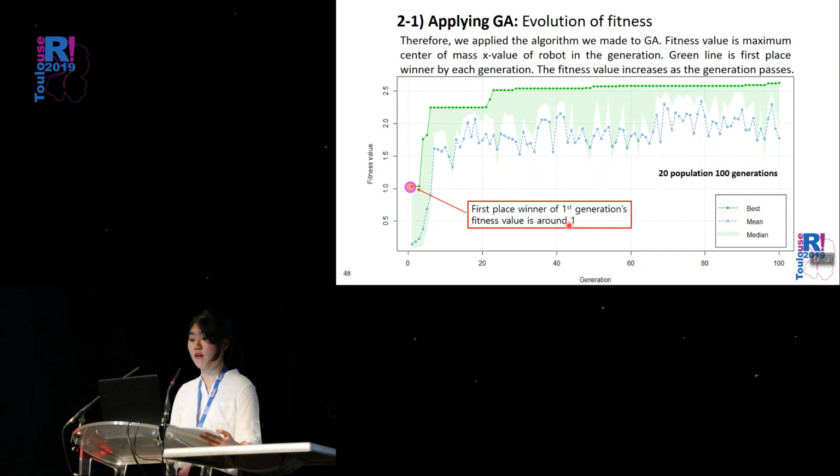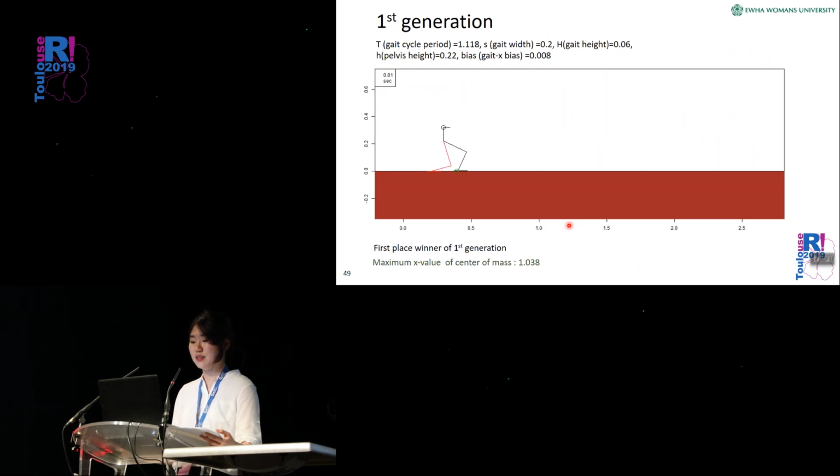And I will show you the first place winner of the first generation. This is the first place winner, and it falls in the middle. Maximum X value of the center of mass is 1.038. It's around here. It goes to this point and falls back.